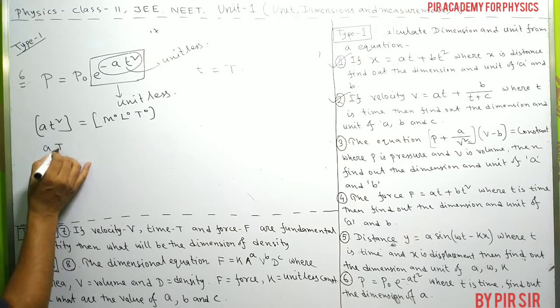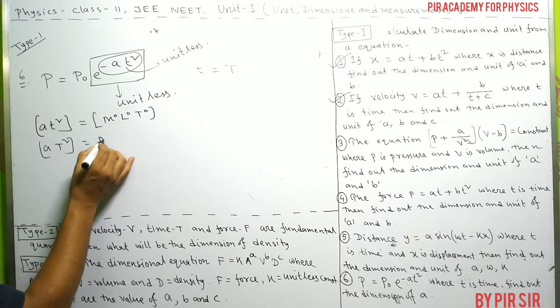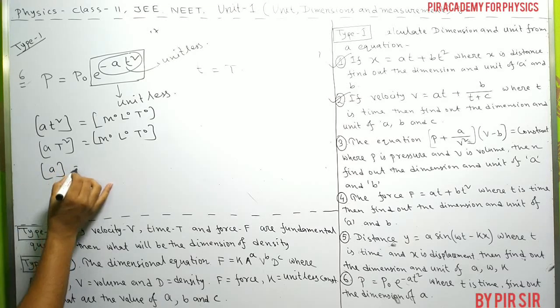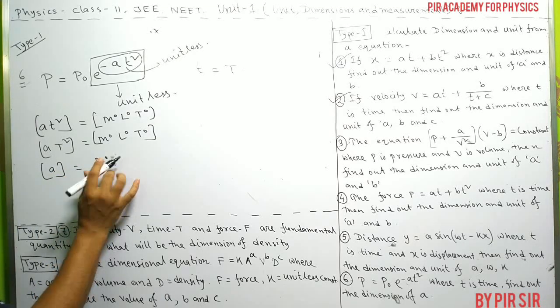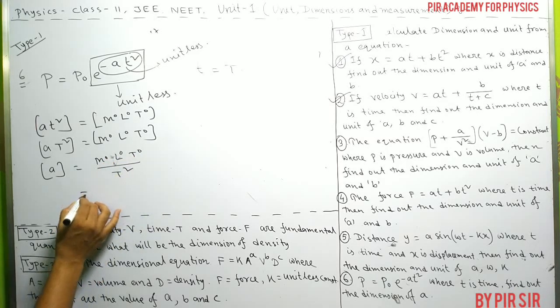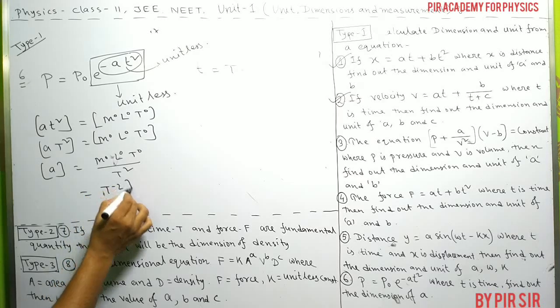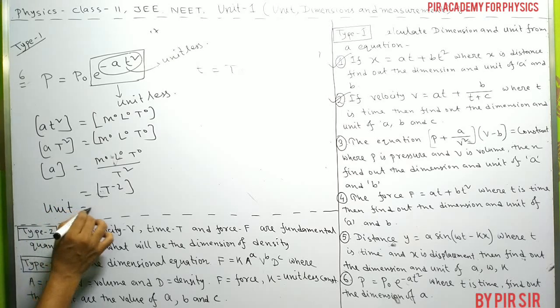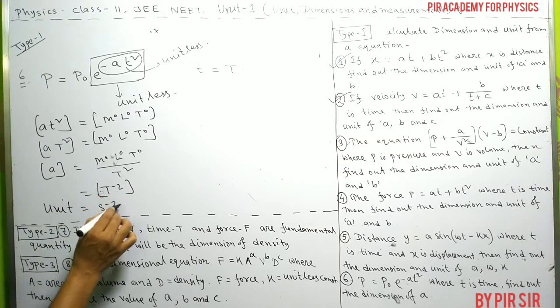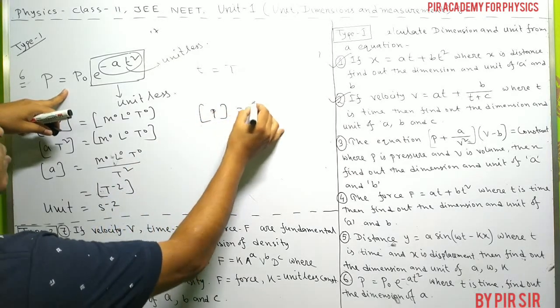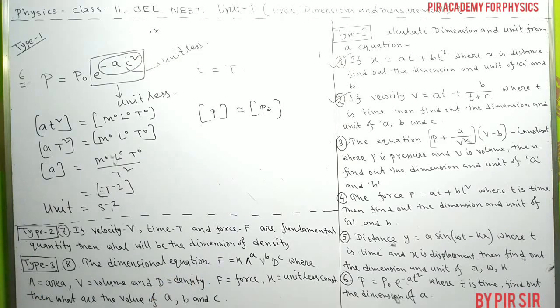So a t square equals M to the power 0, L to the power 0, T to the power 0. That means the dimension of a will be M0, L0, T0 divided by T square. That means T to the power minus 2, and the unit will be second inverse 2. And the dimension of P will be similar to the dimension of P0. This is the 6th question.